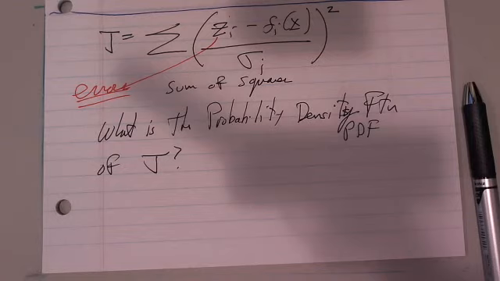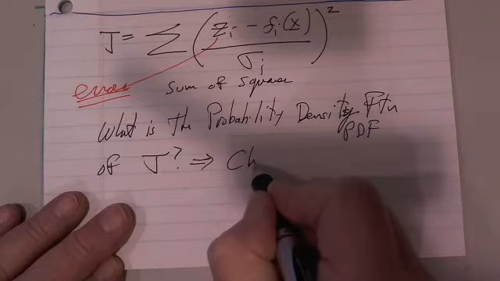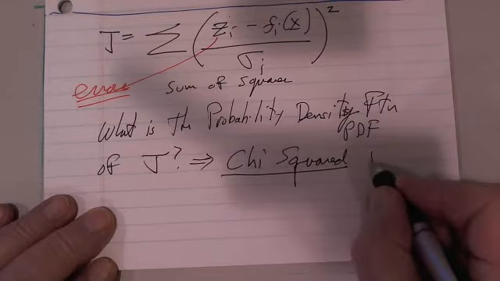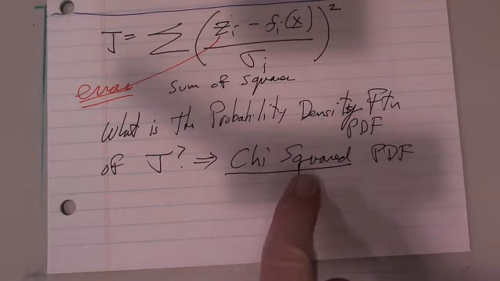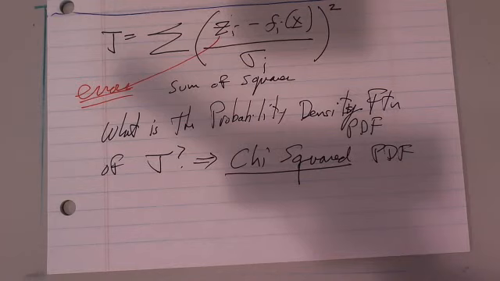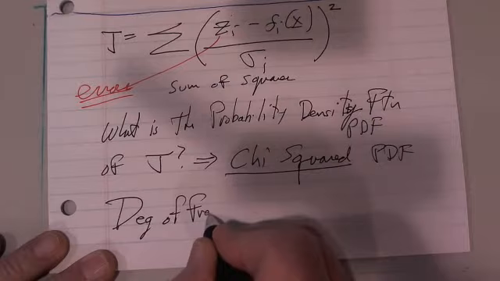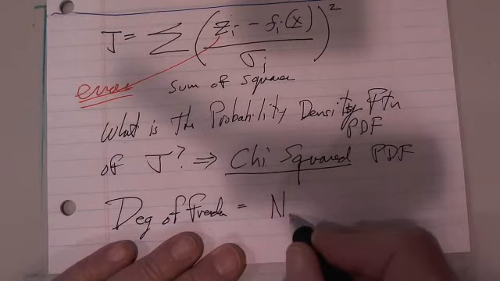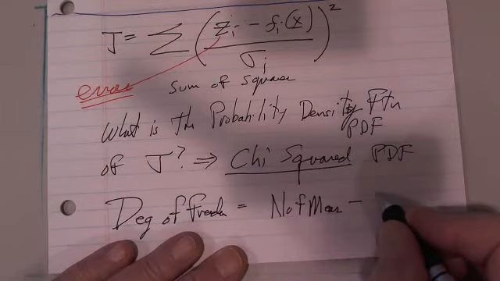J has a distribution called a chi-squared PDF. You can look up the tables of this, and formulas for it, etc. The numbers that you get in there are determined by what's called the number of degrees of freedom. The degrees of freedom are basically equal to the number of measurements minus the number of states.